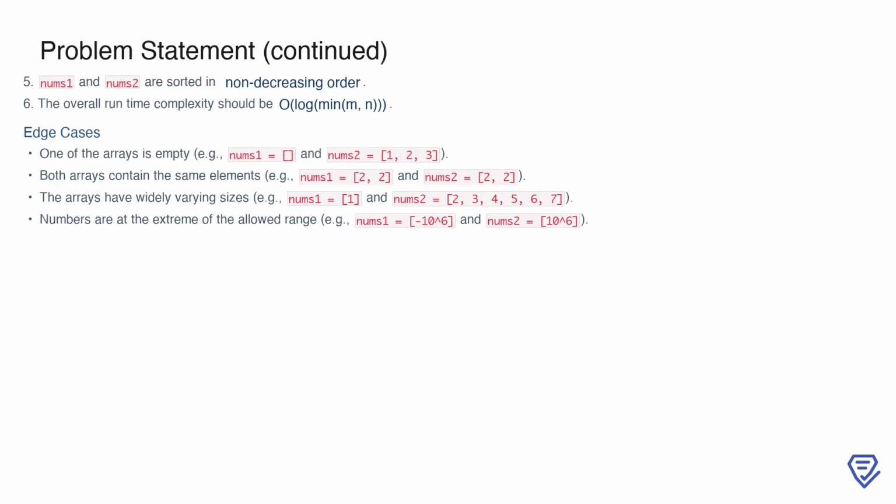Some edge cases to consider include scenarios where one of the arrays is empty, such as nums1 = [] and nums2 = [1, 2, 3]. Another scenario is when both arrays contain identical elements, for example, nums1 = [2, 2] and nums2 = [2, 2]. Additionally, the arrays may have vastly different sizes, such as nums1 = [1] and nums2 = [2, 3, 4, 5, 6, 7]. Finally, we must also handle numbers at the extreme ends of the allowed range, like nums1 = [-10^6] and nums2 = [10^6]. These cases highlight the importance of designing a robust and efficient solution.